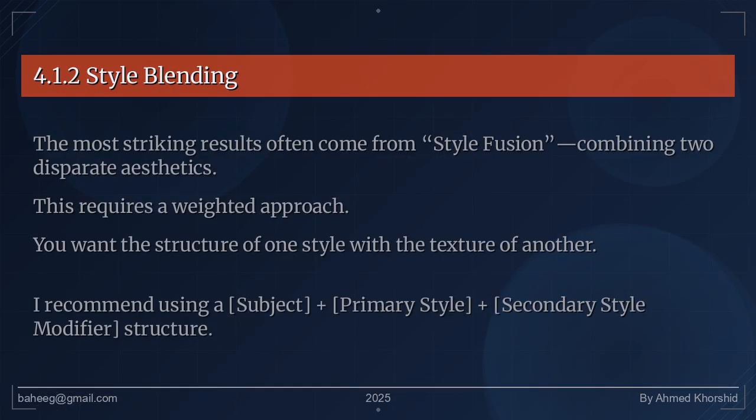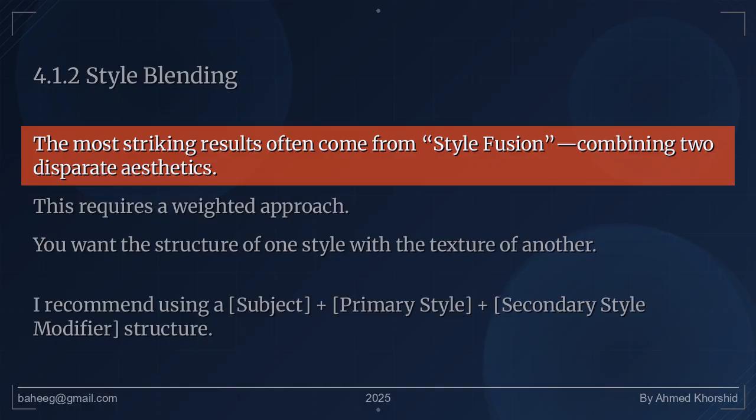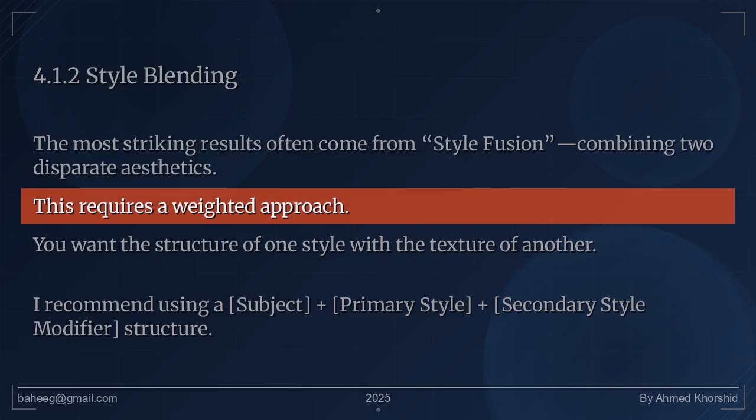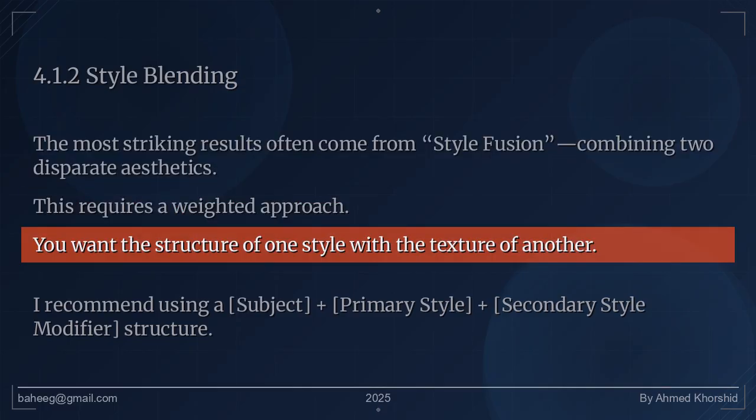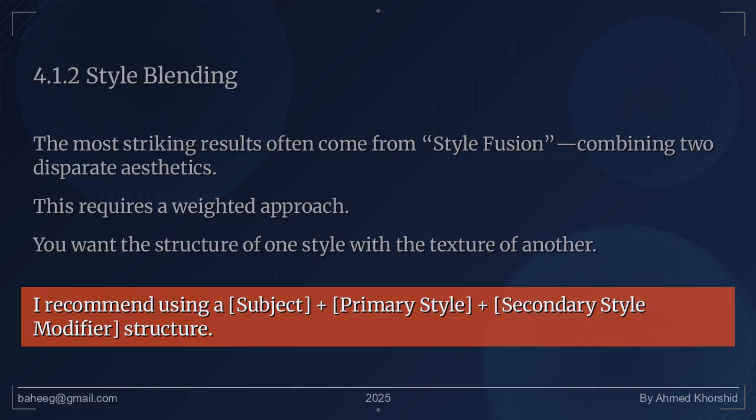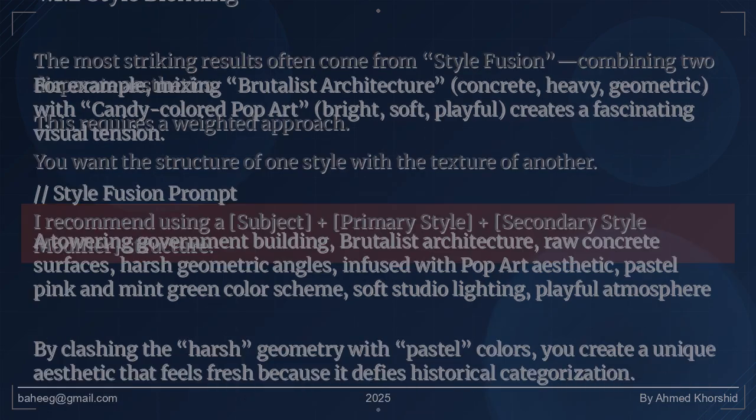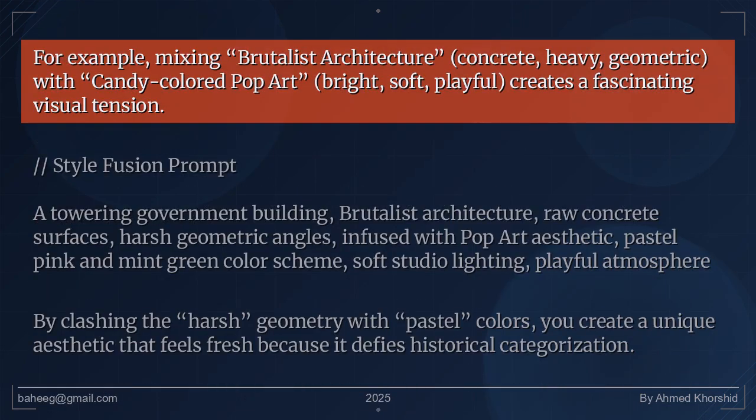4.1.2 Style Blending. The most striking results often come from style fusion, combining two disparate aesthetics. This requires a weighted approach. You want the structure of one style with the texture of another. I recommend using a formula: subject, plus primary style, plus secondary style modifier, structure. For example, mixing brutalist architecture, concrete, heavy, geometric, with candy-colored pop art, bright, soft, playful, creates a fascinating visual tension.